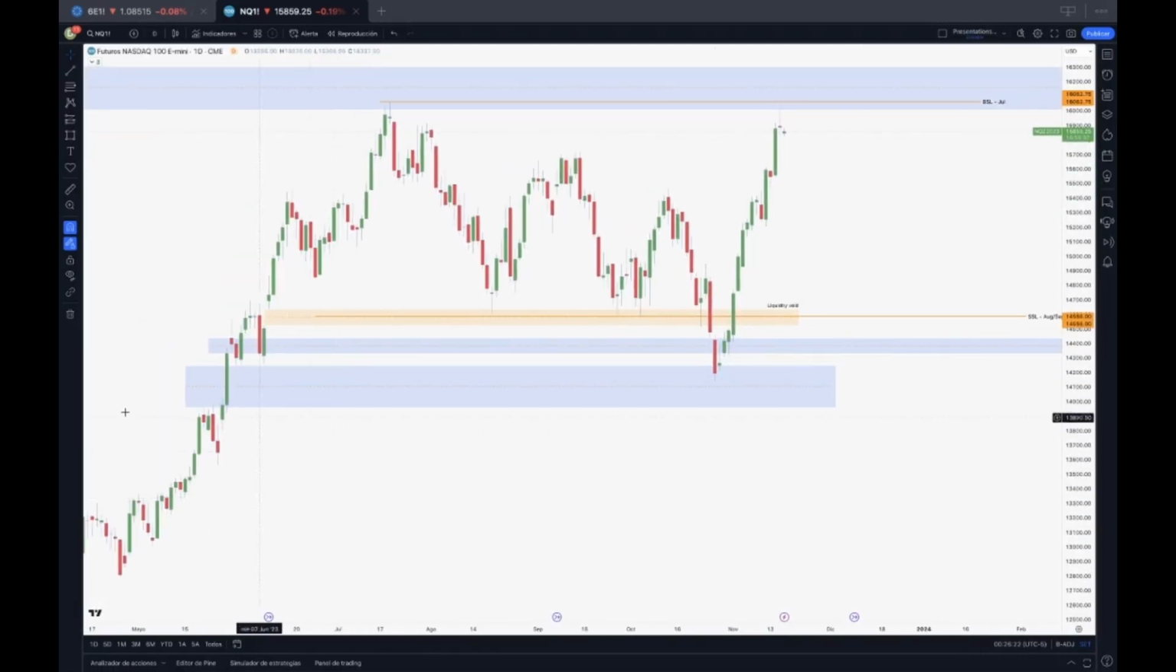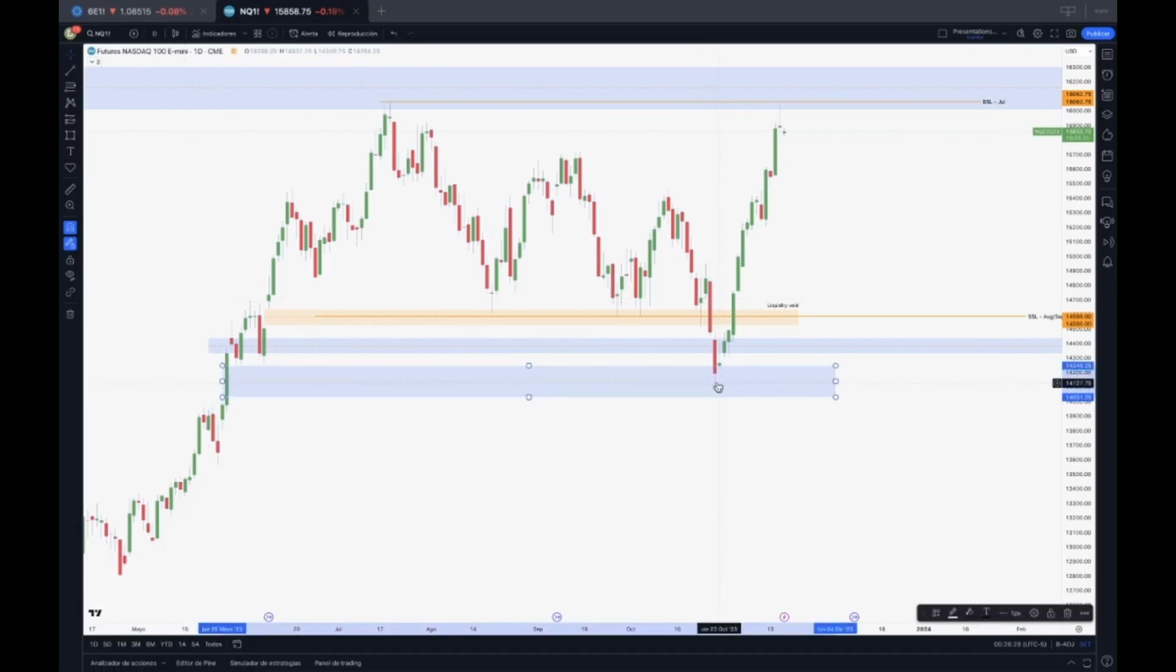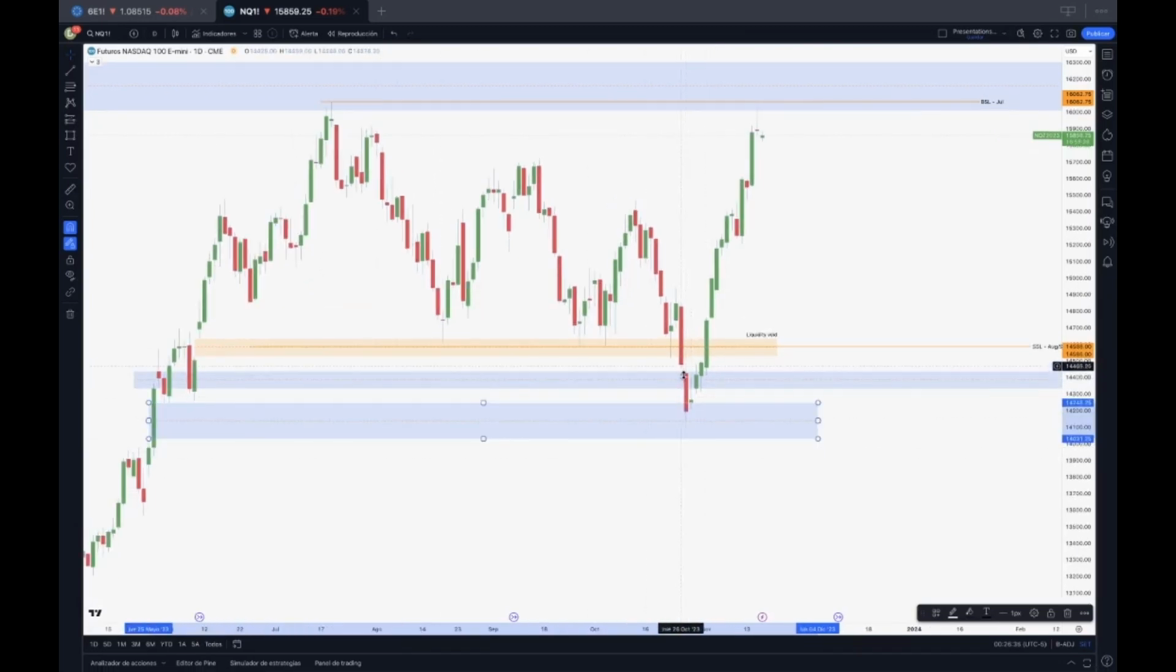For example, if we refine our fair value gap to the daily target, we can see how it beautifully went to the 50%, the mean threshold of this fair value gap, and it set those gaps as well just above the weekly fair value gaps we have.